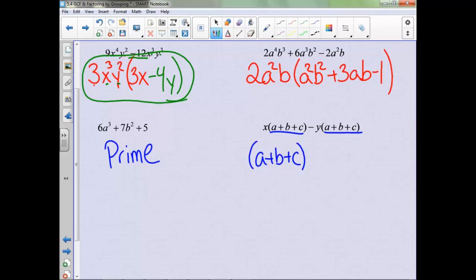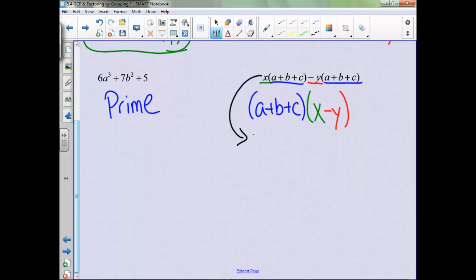And what was left in this first one is an x, and what's left in the second one was that negative y. Another way to look at this would be, coming from this beginning, we could say, alright, let's just call this whole thing a different variable. Let's call it m. So we would actually have x times m minus y times m.